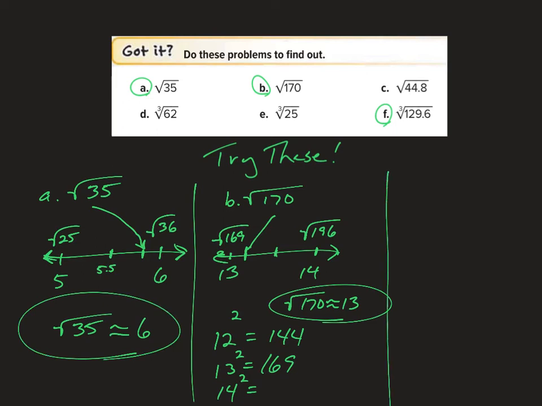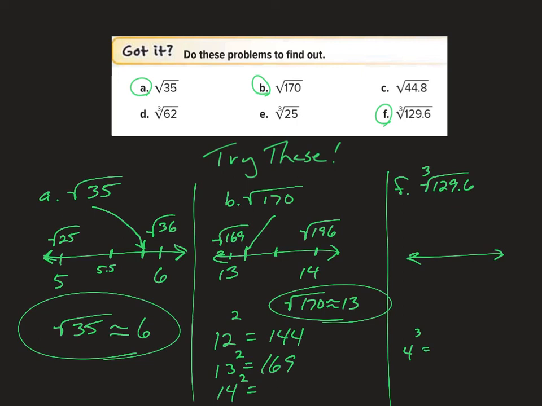And then finally, let's take a look at F. Looking for the estimate of the cube root of 129.6. So I can have decimal values, and it's not a perfect cube, so I obviously won't get a nice clean number. But now I have to start looking at cube roots that would be close to the cube root of 129.6. So I can kind of do a guess and check thing like I did before.